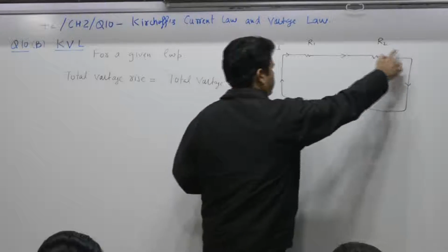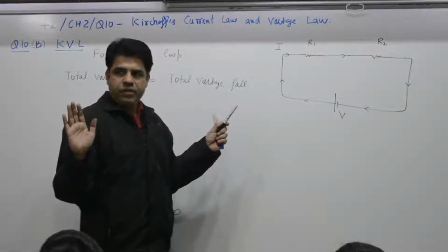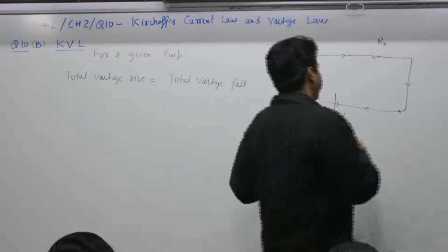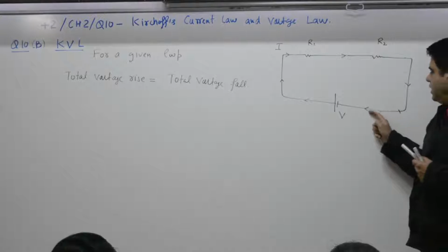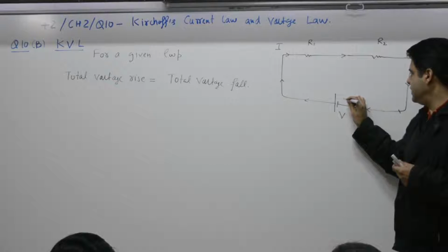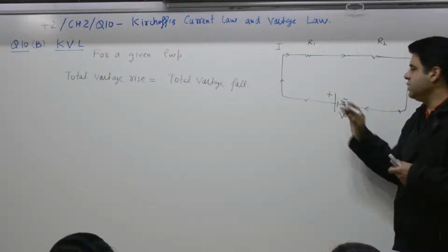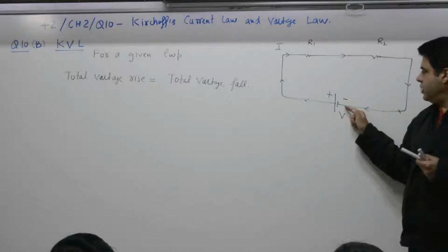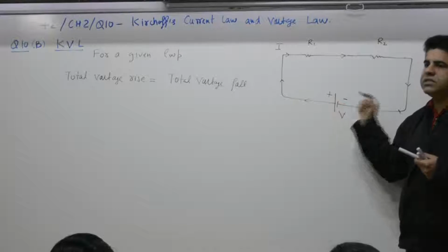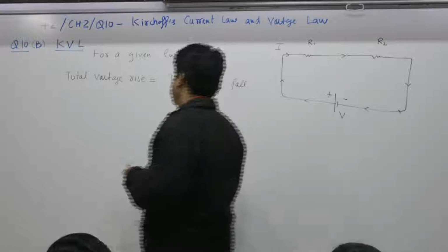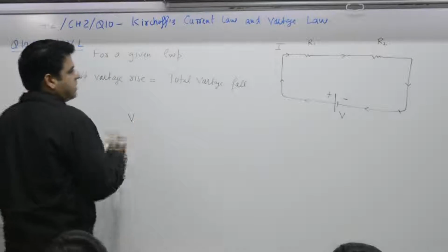Now, we will trace this loop. You can start from anywhere. If I start from here, I will come back to the same position. As you move, negative terminal of the battery always is at a lower potential and the positive terminal is at a higher potential. So as I move at this point, voltage at this point is low, at this point is high, so it is rise of what value? V. So voltage rise I will write on this side V.